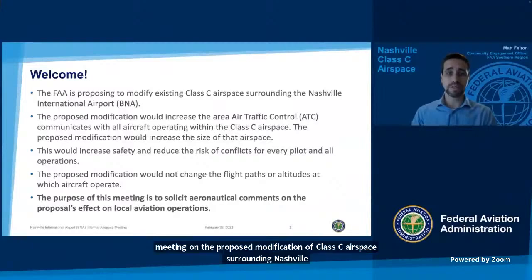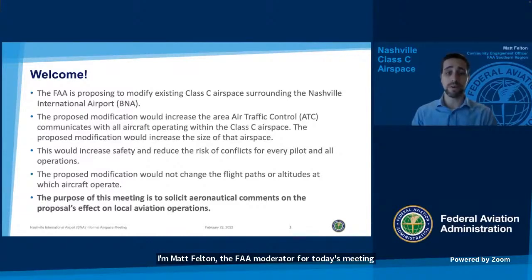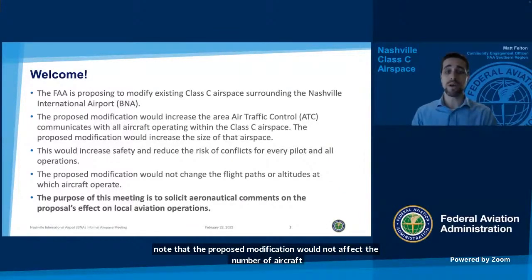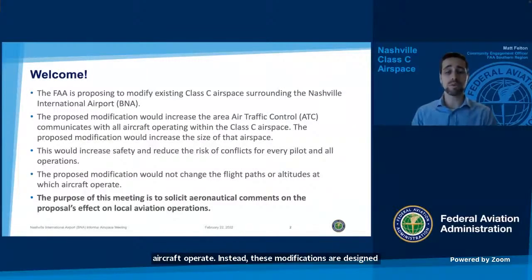The purpose of this meeting is to solicit comments on the proposal's effect on local air traffic operations. Please note that the proposed modification would not affect the number of aircraft in the area and would not change the flight paths or altitudes at which aircraft operate. Instead, these modifications are designed to increase the area in which air traffic control, or ATC, communicates with aircraft operating within the Nashville airspace. As a result, the proposed modification will increase safety and reduce the risk of conflicts between aircraft for every pilot and during all operations.